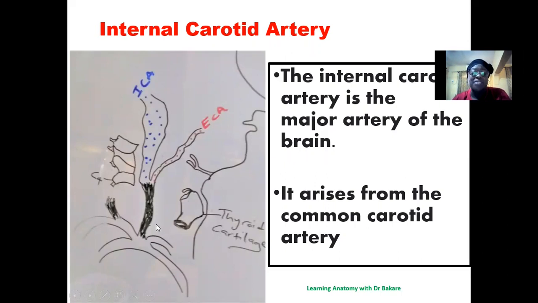common carotid artery. This is the common carotid artery, and this is where they bifurcate into the internal carotid and the external carotid. This bifurcation, of course, occurs at the level of the fourth cervical vertebra, and this also corresponds to the upper border of the thyroid cartilage. We've said this in our previous lecture. You can go and check that out to upgrade your knowledge.